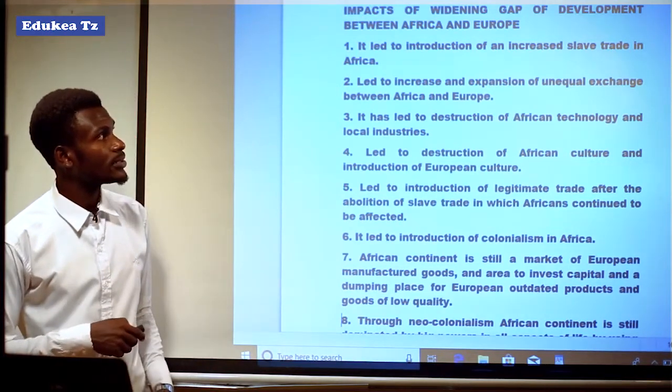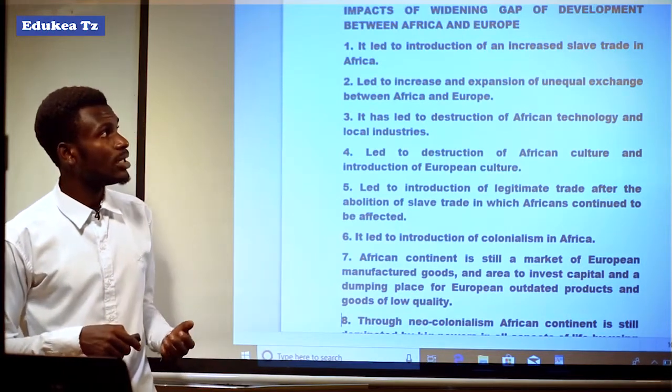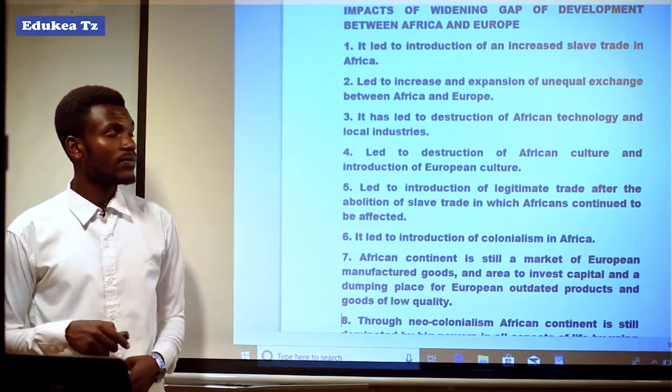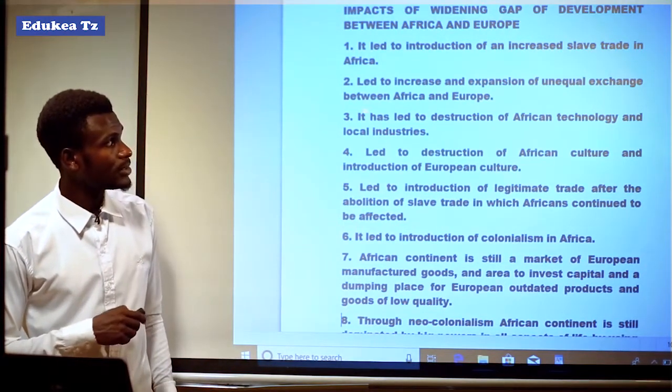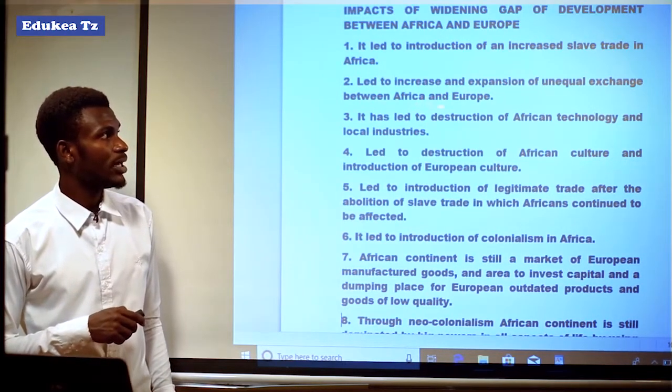So you can see that the slave trade has increased as the result of what? Of the widening gap of development between Africa and Europe. Another impact is related to the increase and the expansion of unequal exchange between Africa and Europe.